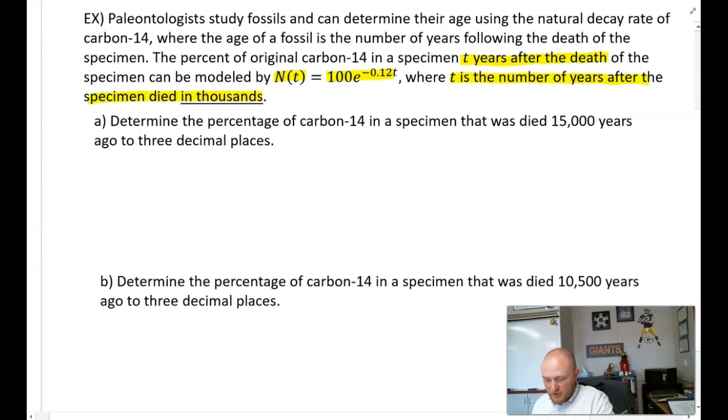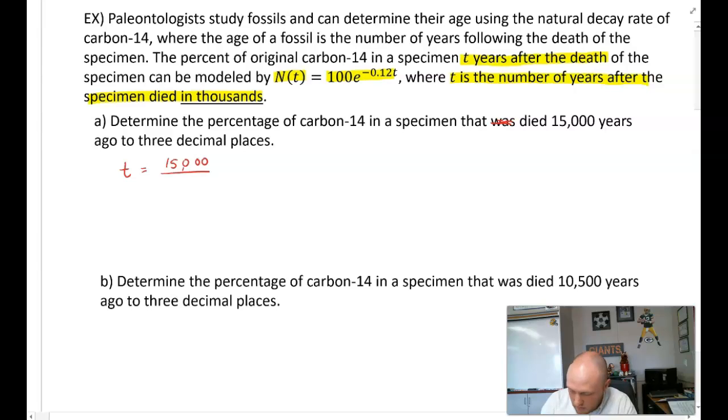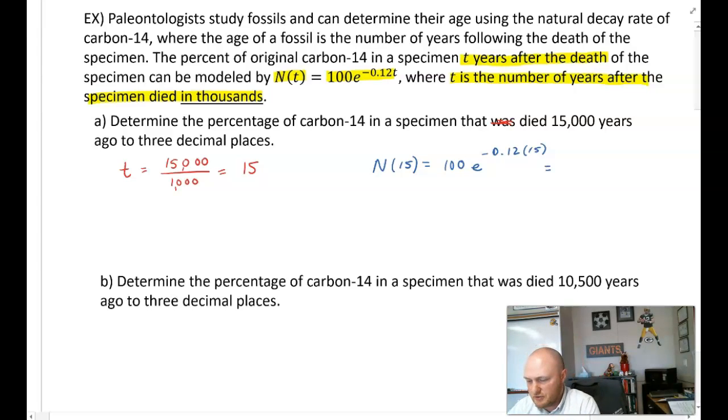They say here, determine the percentage of carbon-14 in a specimen that died 15,000 years ago to 3 decimal places. Since the specimen died 15,000 years ago, I'm going to take 15,000 and divide by 1,000 because t is in thousands. When I divide 15,000 by 1,000, we get 15. So when I plug in 15, it's understood that the specimen died 15,000 years ago. Here is our equation: N of 15 is equal to 100 e to the power of negative 0.12 times 15. We'll plug that into our calculator.